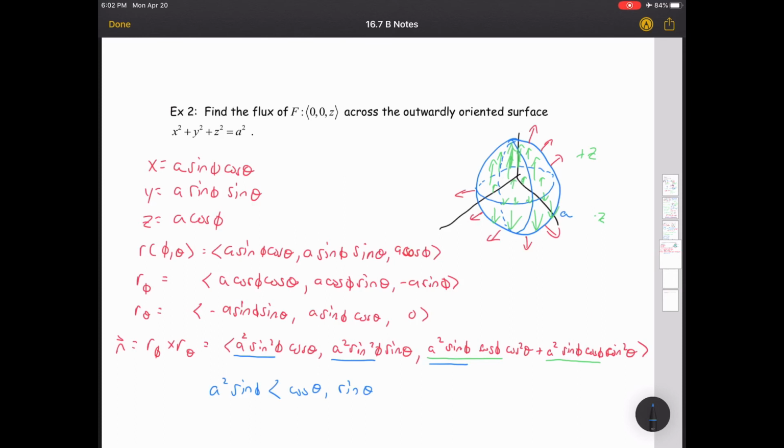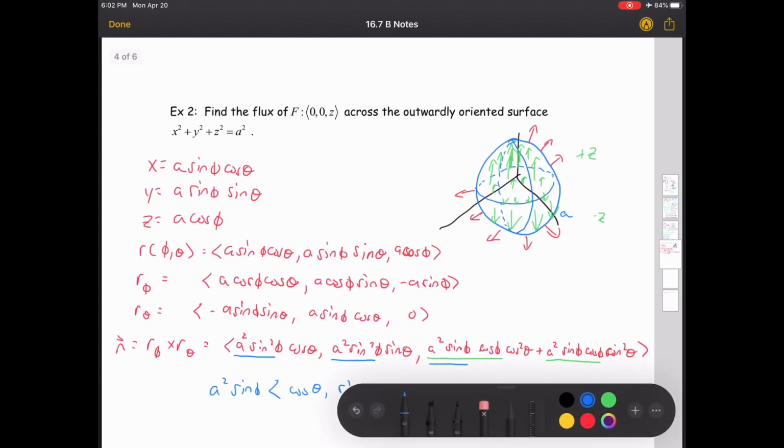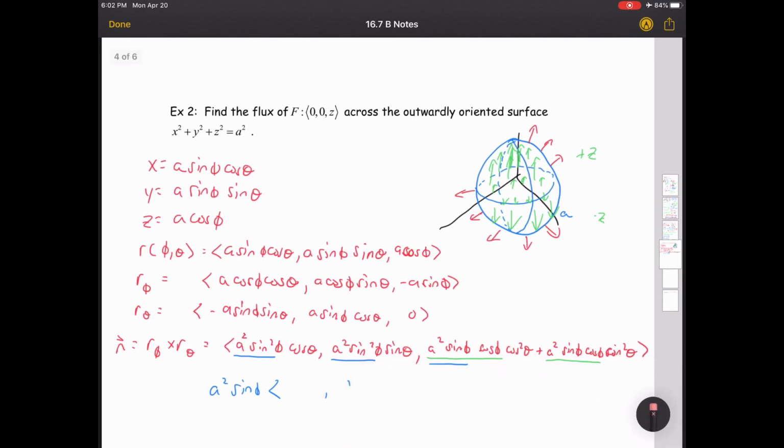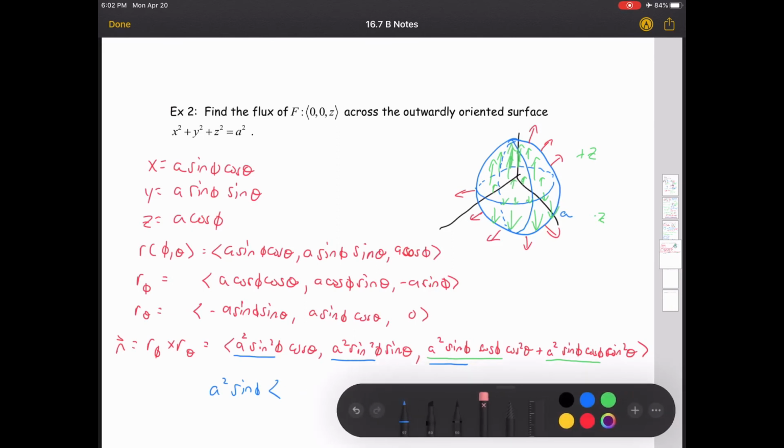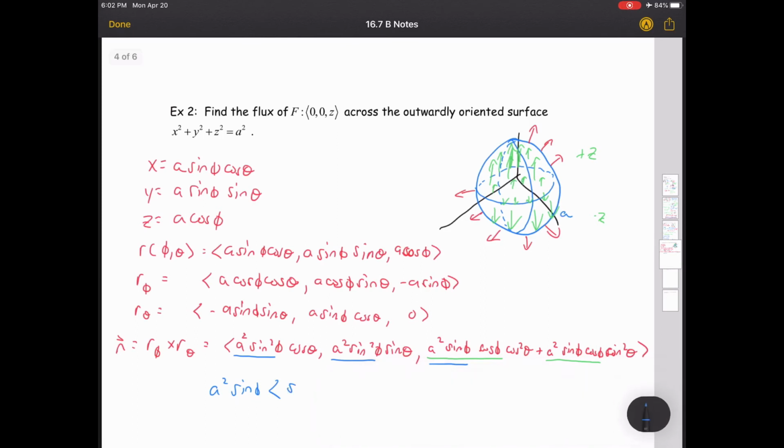No, something's not right. Oh, I didn't write the first two correctly. I'm only taking one of the signs out, so I'm still left with a sine phi cosine theta, and then I'm left with a sine phi sine theta. Yeah, there we go. And then the last one I am just left with a cosine phi.